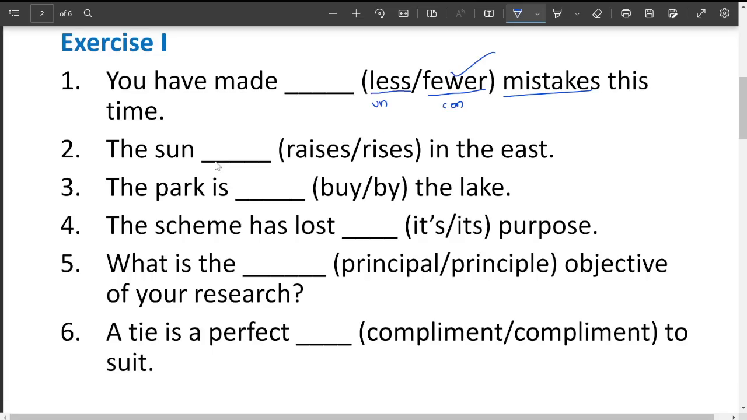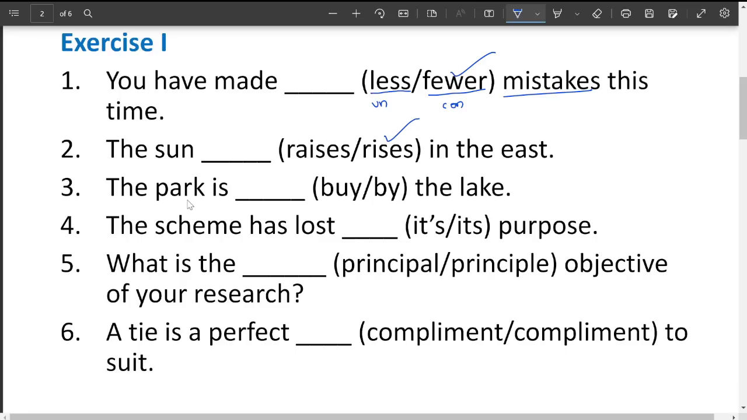Next one. The sun dash in the east. Which is it, raises or rises? The sun rises. This is one, this is another. Look at this here. Rises is what we say about the sun. Raises is in the sense of somebody who holds something and picks it up. That is another one. So there are two such words in this.